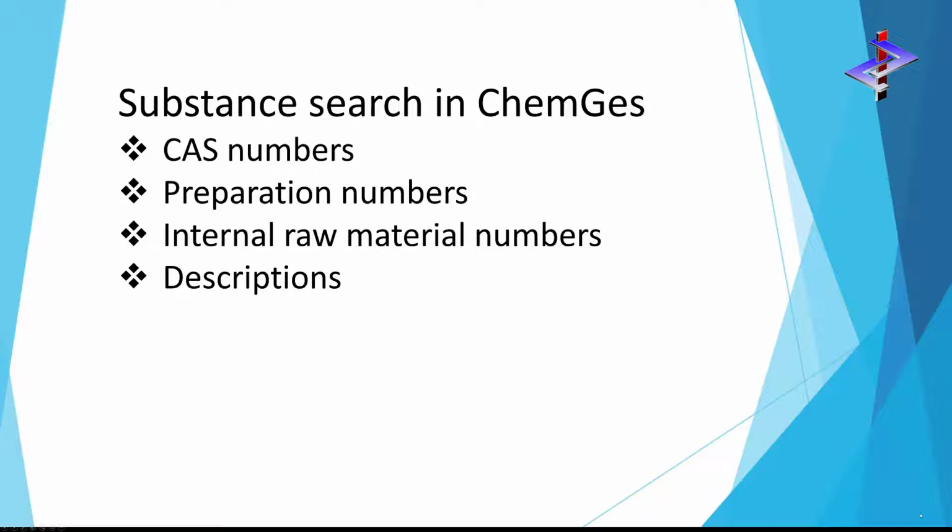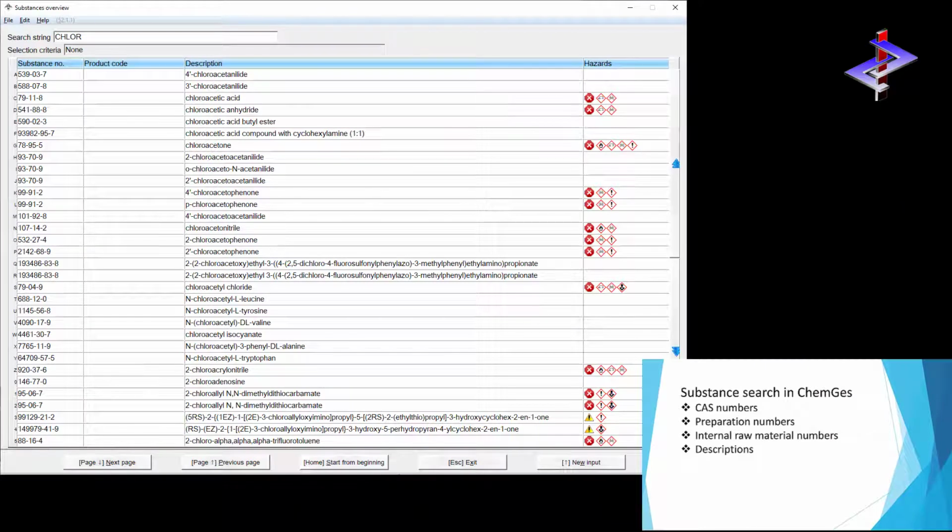This overview screen contains all substances which fulfill the search criterion. Here are some examples. In this example, chlor has been entered. All raw materials and preparations containing the word chlor are displayed. You can also see that all characters that are not significant for the search have been ignored. Examples for that are 2-hyphen or n-hyphen-parenthesis.